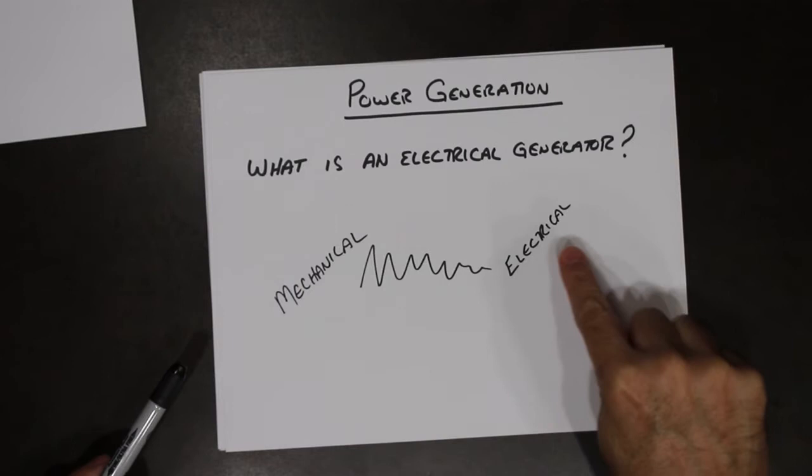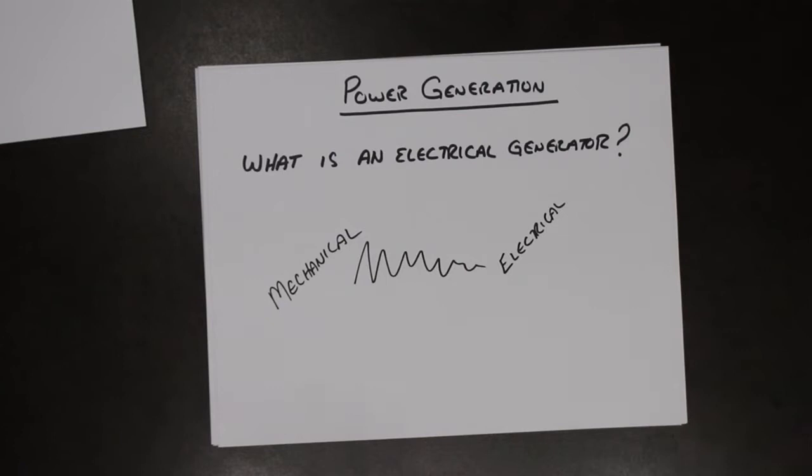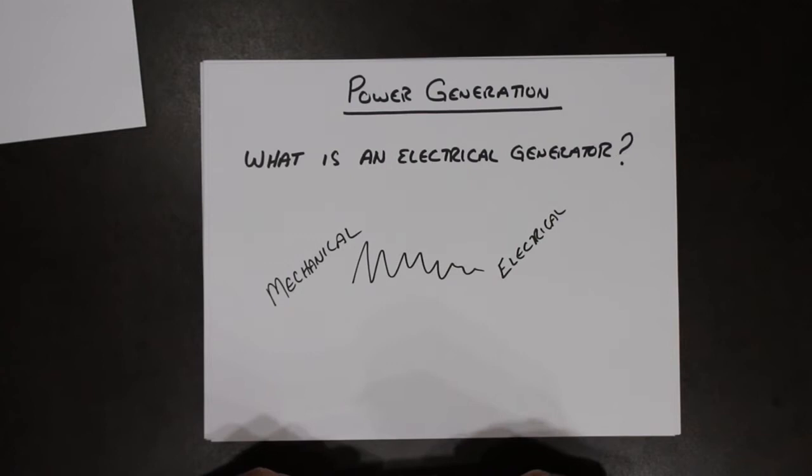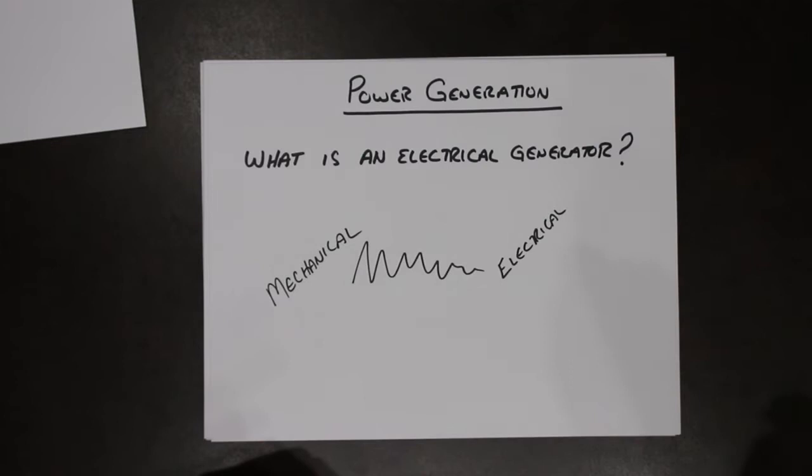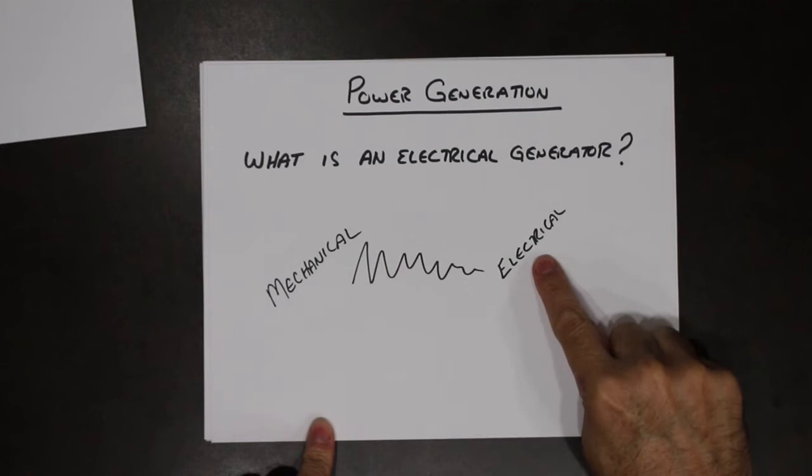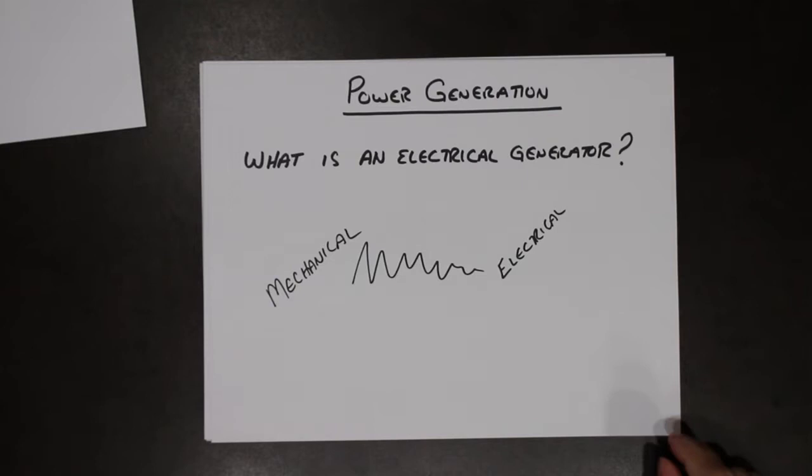If you remember from physics study in previous schooling, you might be aware of the law of energy conversion. It says that energy cannot be created nor destroyed, but only changed in form. So we're not creating new energy with the electrical generator. We are converting mechanical into electrical energy.